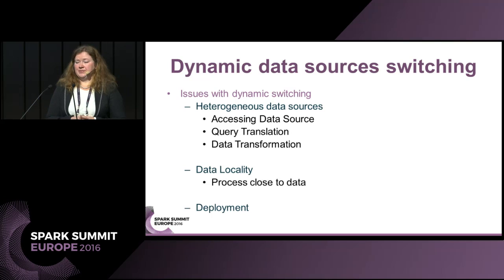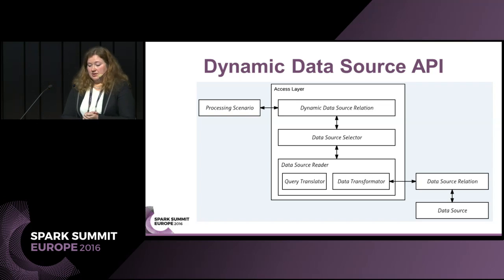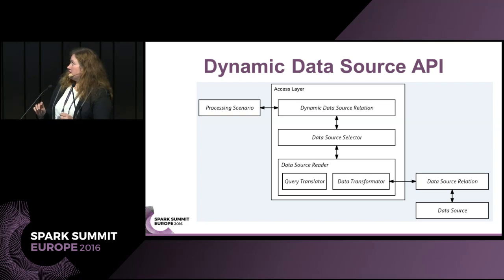Also deployment. How it should be deployed, especially in the case of an intermediary system, what and in which manner should be deployed to guarantee data locality, to guarantee the access to heterogeneous data sources. So first, let's check the extension API. So first, the Spark extension. What you see in the middle here is what we add.